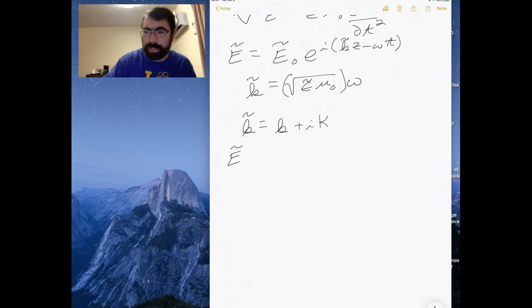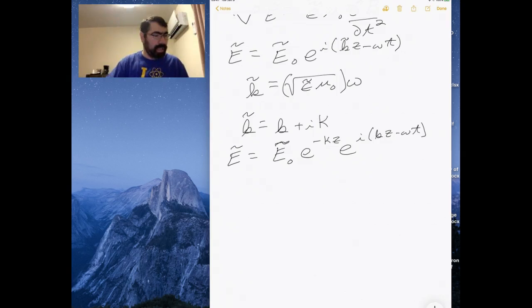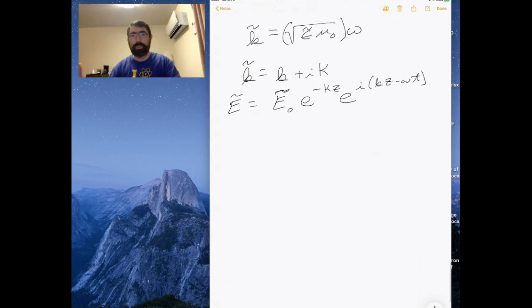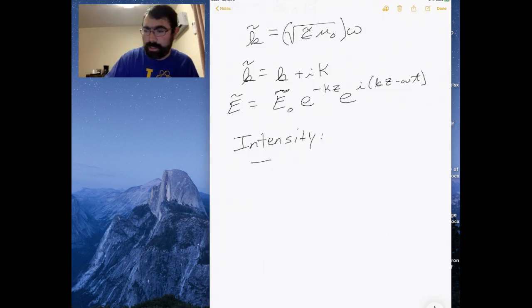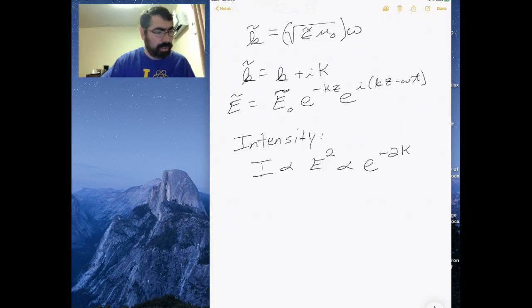I can write out my electric field as the amplitude of the electric field, the dampening term, and my wave term, like so. Okay, and so this electromagnetic wave going into the non-conducting material is also going to be dampened out, like it was in the conducting material. And if I think about it, the intensity is proportional to the electric field squared, which means it's proportional to e to the minus 2 kappa z.